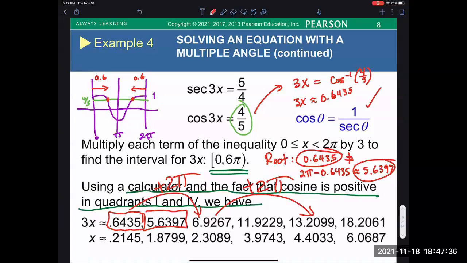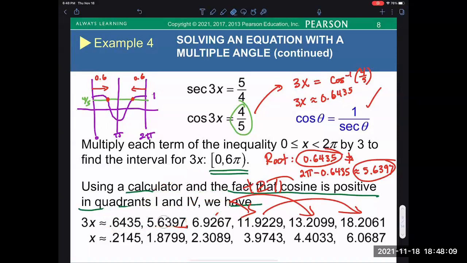Then to get the other remaining solutions, they took the second root solution and added 2 pi to that, and then added 2 pi again. So the 2 root solutions between 0 and 2 pi produce 2 more between 2 pi and 4 pi, and another 2 more between 4 pi and 6 pi. And we get each of those by adding 2 pi to the previous ones. So this produces these 6 solutions for 3x, for the multiple of x, 3x.